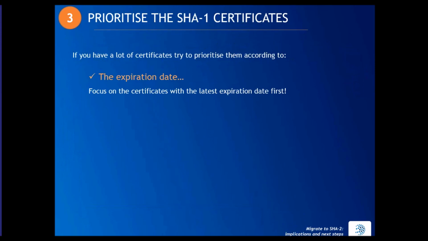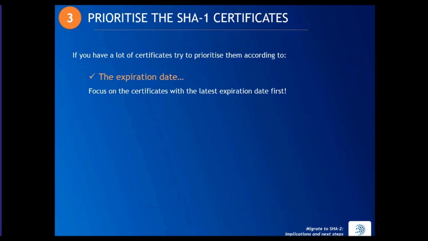Now, thirdly, you want to prioritize your SHA-1 certificates. So if you have a lot of certificates, you want to be prioritizing them according to the expiration date. So focus on the certificates with the latest expiration date first. Okay, so focus on replacing your SHA-1 certificates with an expiration in 2017 first. Okay, then 2016 and sooner.